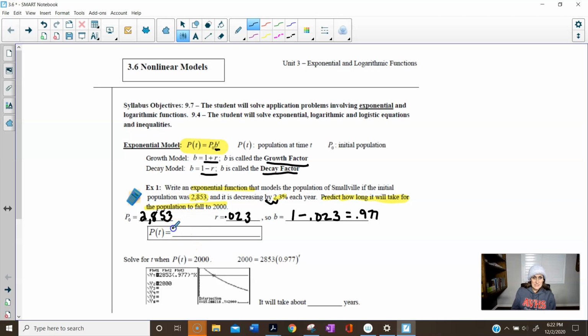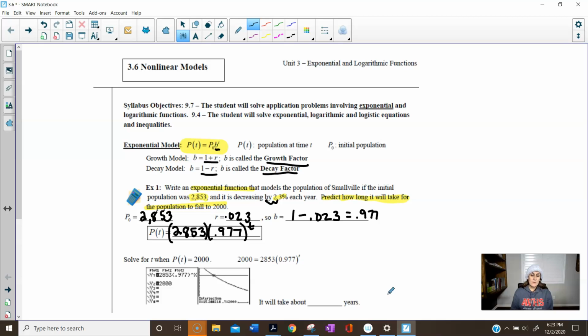So then we have population in terms of time, and let's go ahead and write the function. So it's P sub O, or A. And you guys, this first number in exponential equations is your y-intercept, or your initial value. So 2,853. And then we are going to multiply that by, so should we use parentheses? The 0.977 raised to the t. So that is your function. Now, the question is, how long will it take for the population to fall to 2,000 people?